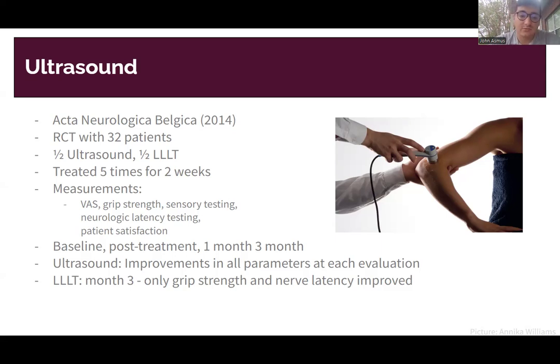What they found is that with ultrasound, all of the measurements improved every time they tested it. With laser therapy, they improved the first 3 times. At the 3 month measurement, only grip strength and nerve latency improved. Still pretty good, but to me, ultrasound improved everything every time. Let's go with ultrasound.